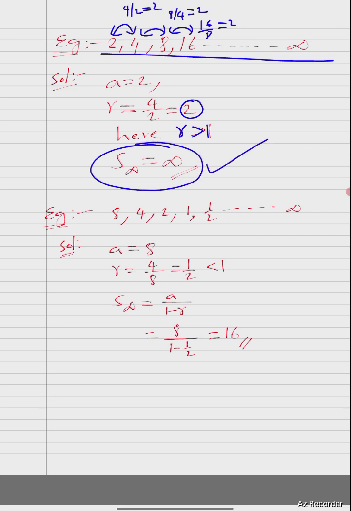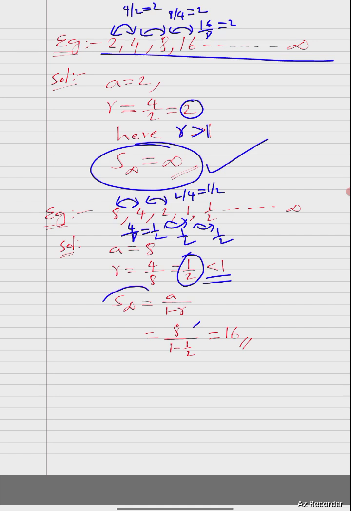Next, suppose the series goes like this. 4 by 8, how much is that? 1 by 2. Again 2 by 4, it is 1 by 2. Next, it is 1 by 2. 1 by 2 upon 1 is 1 by 2. So here the common ratio is 1 by 2, which is less than 1. If the common ratio is less than 1, then the sum of infinite terms in a series is a by 1 minus r.